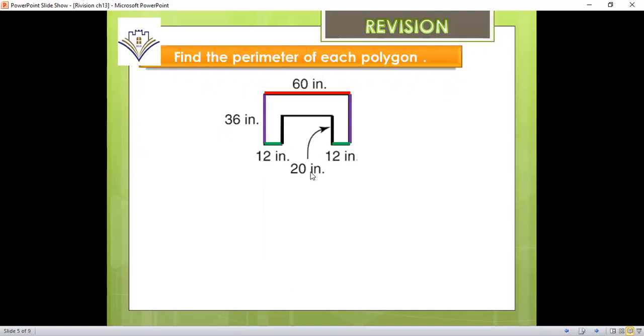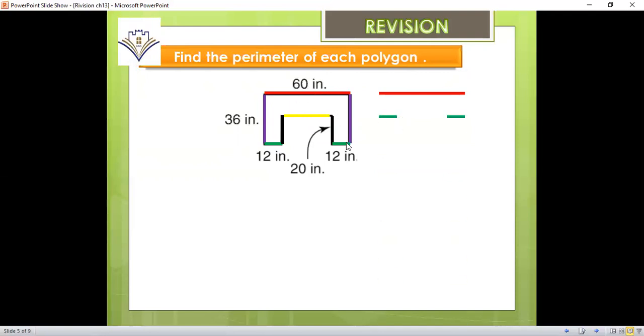We have another, this 20 and this 20, then 36 plus 36 plus 60 plus 12 inch plus 12 inch plus 20 plus 20 plus this line. But what's the measure of this line? Look, pay attention. This is 60.